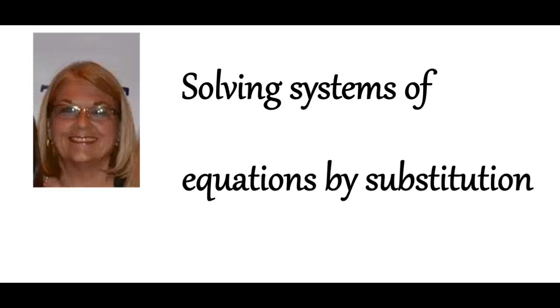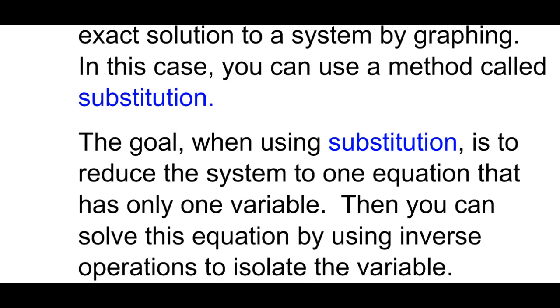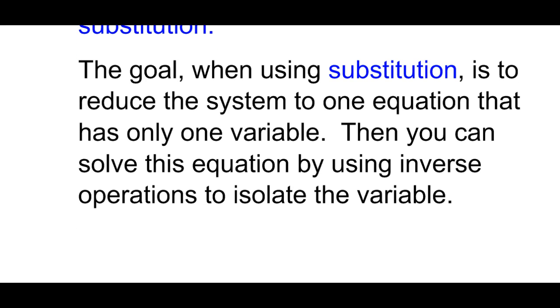We saw that we can solve systems of equations by graphing, and it's very easy to do, but sometimes it's just not very accurate. So we're going to explore another way to solve systems of equations, and that is by substitution. This substitution method is very concrete, it's very sequential, and you will be able to follow these steps easily. The goal when you're using substitution is to get the system so that you only have one equation with one variable. Then you can solve it by using inverse operations to isolate the variable.